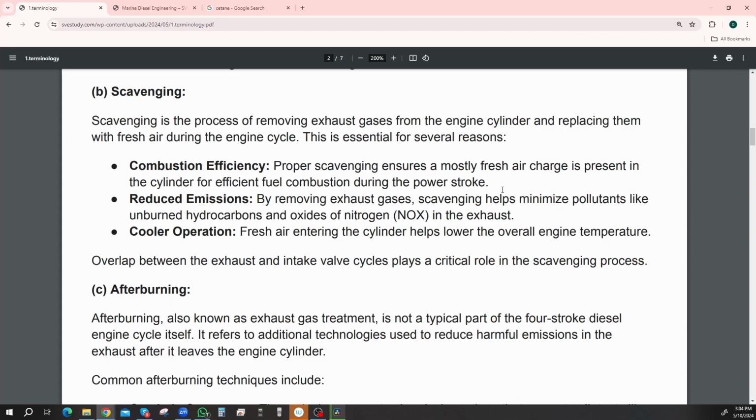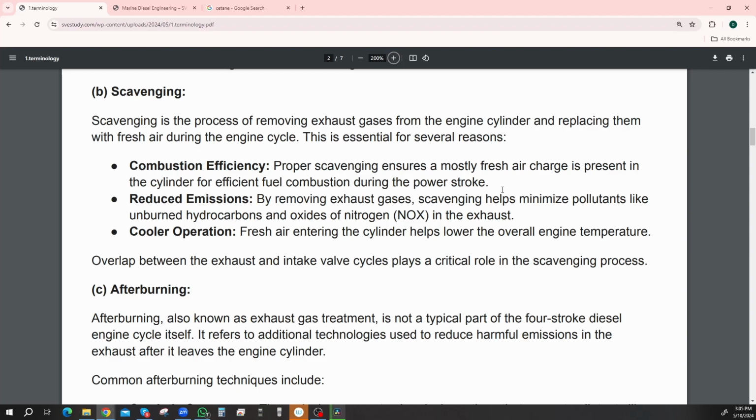Proper scavenging ensures a mostly fresh air charge is present in the cylinder for efficient fuel combustion during the power stroke. Reduced emissions: by removing exhaust gases, scavenging helps minimize pollutants like unburned hydrocarbons, that's the actual fuel, and oxides of nitrogen, so that's NOx, in the exhaust. Cooler operation: fresh air entering the cylinder helps lower the overall engine temperature. So overlap between the exhaust and intake valves plays a critical role in the scavenging process. Really connected to each other.